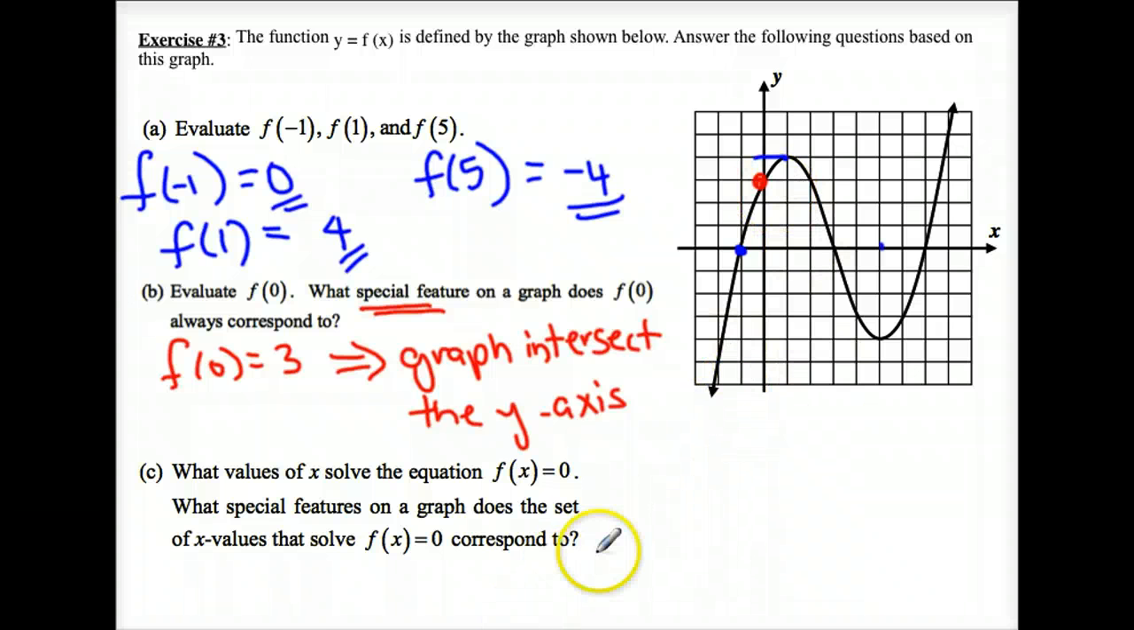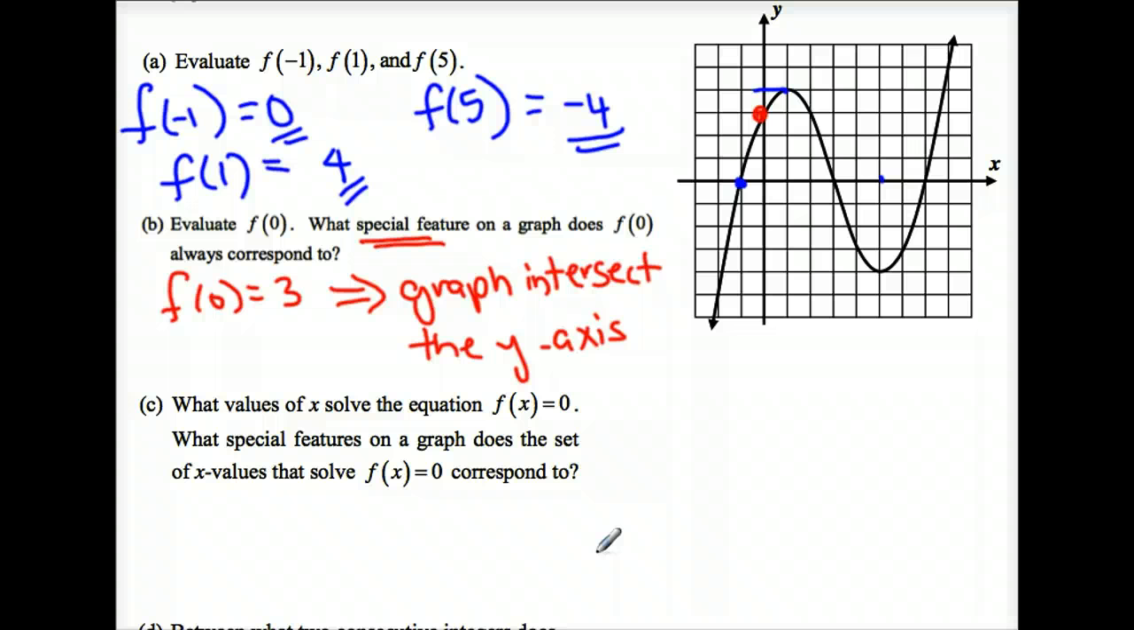C says, what values of x solve the equation f of x equals 0? What special features on this graph does this set of x values that solve f of x equals 0 correspond to? Now, I know that my y value is going to be 0. Remember, that's my output.